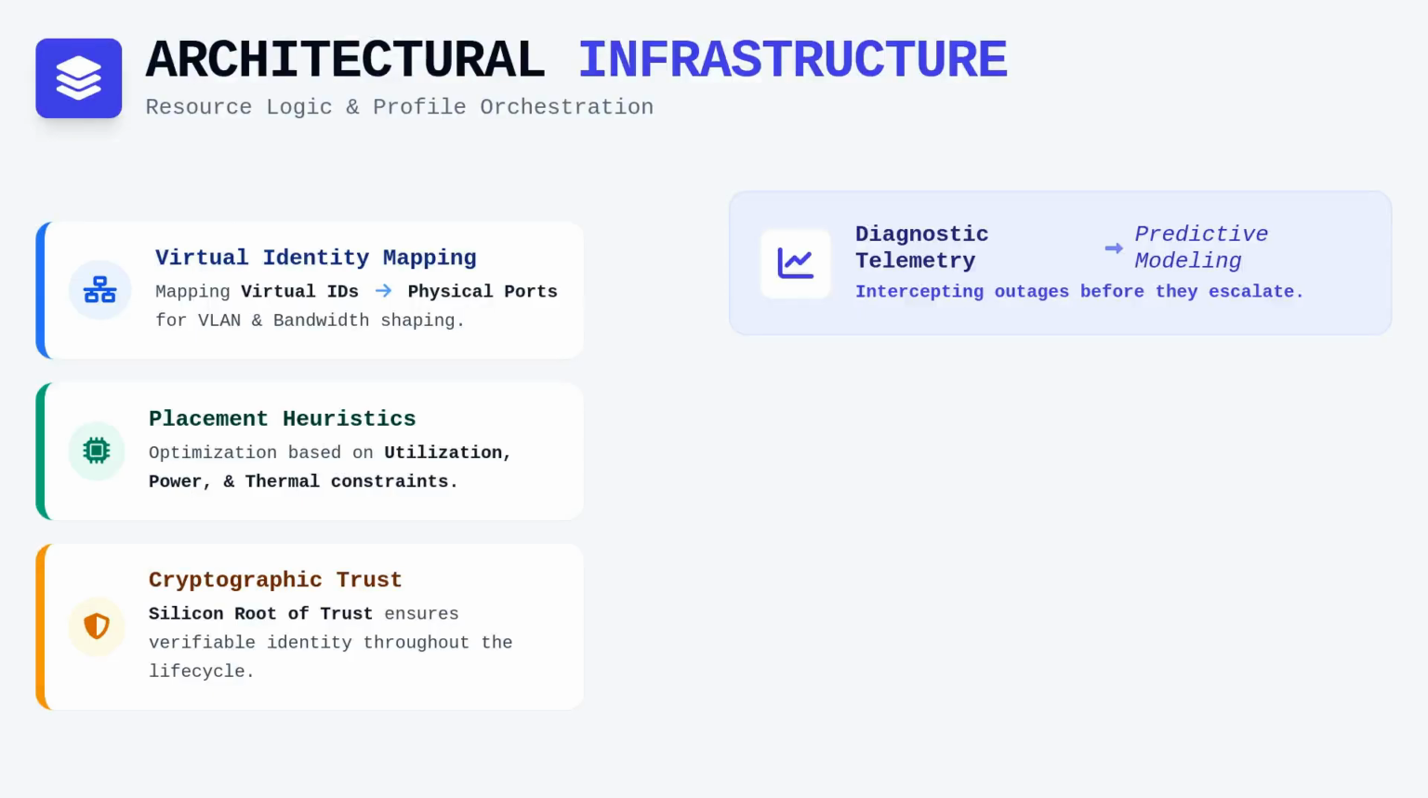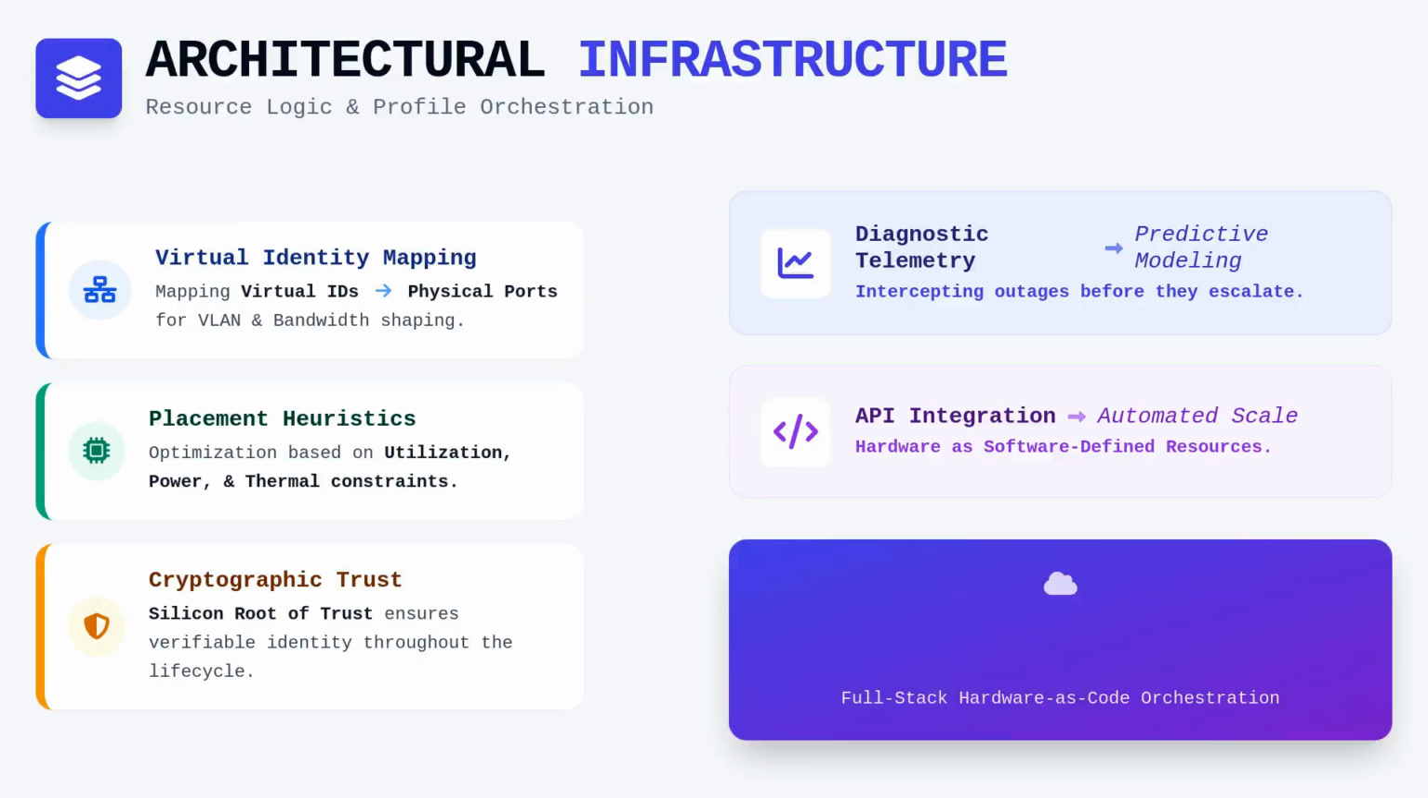For highly regulated environments, the cryptographic baseline embedded within the profile, such as the utilization of the silicon root of trust, ensures that the server identity remains verifiable and secure throughout its operational lifecycle. Diagnostic telemetry collected from these profiles provides the raw data needed for predictive failure modeling, allowing you to intercept issues before they escalate into service outages. By mastering the API integration for these profile modifications, you unlock the ability to automate deployment at scale, treating your physical hardware as truly software-defined resources within your hybrid cloud fabric.